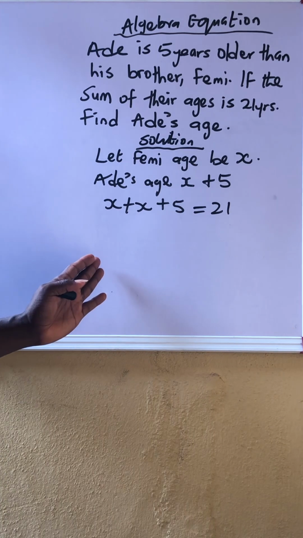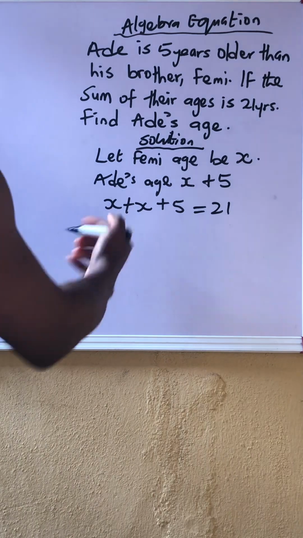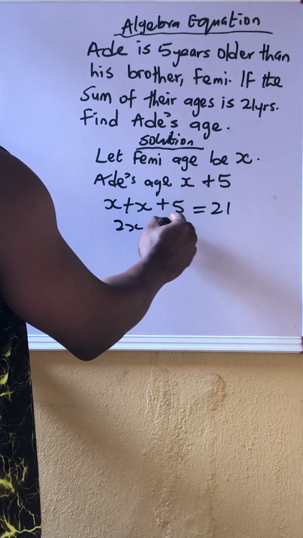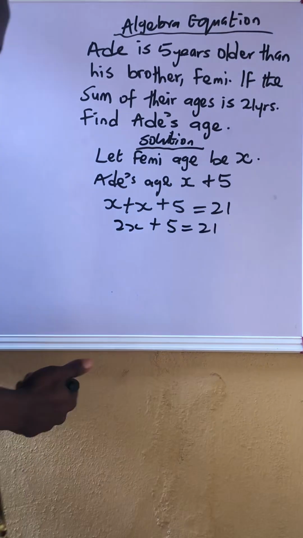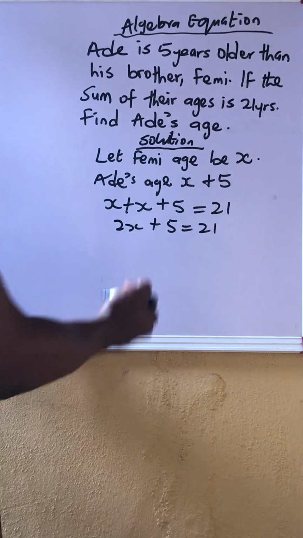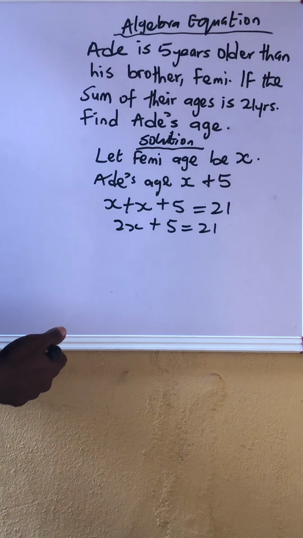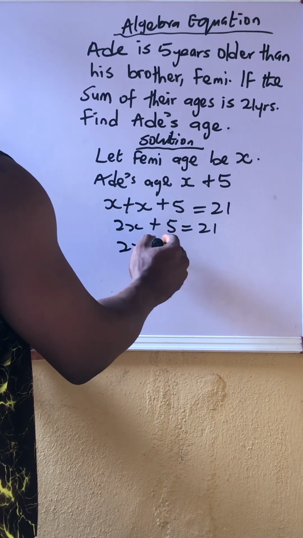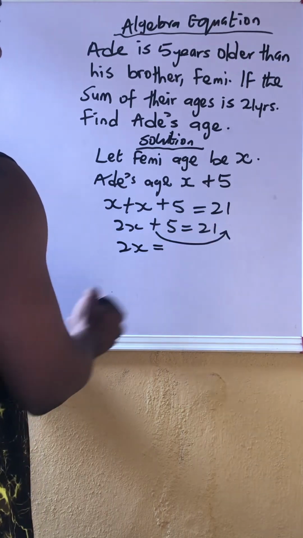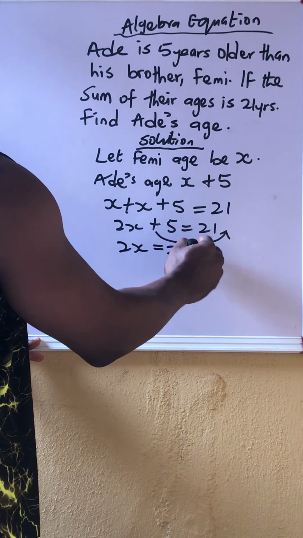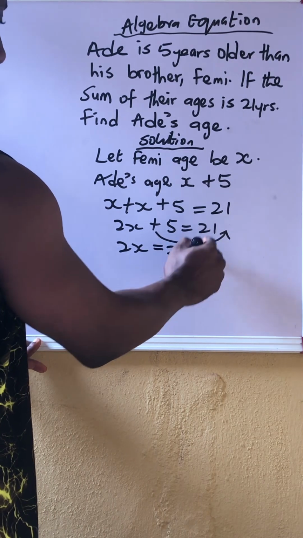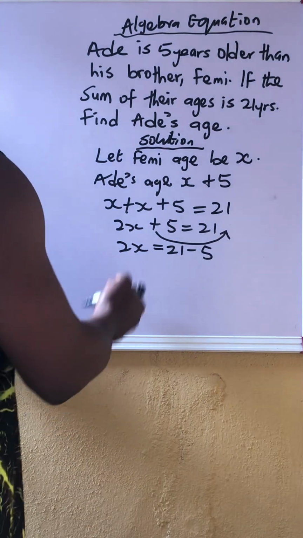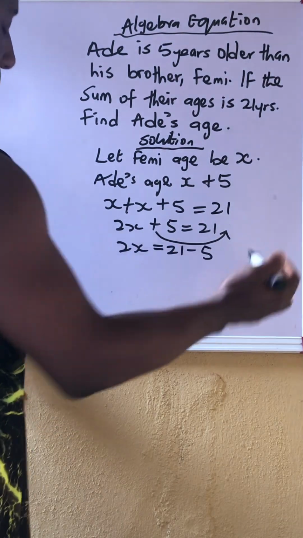Now that we have gotten to this place, what do we do? X plus X will give you what? 2X plus 5, which equals 21. Very simple. So we move plus 5 to this side. 2X equals, move this to this side, which is 21 minus 5. Are you following?